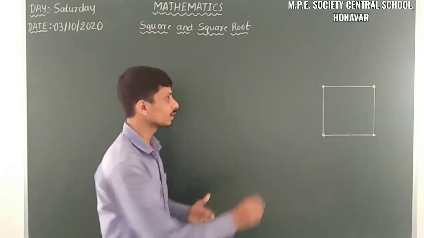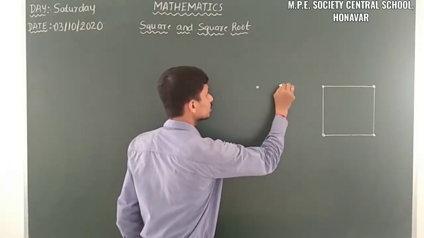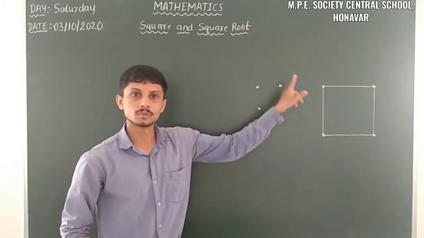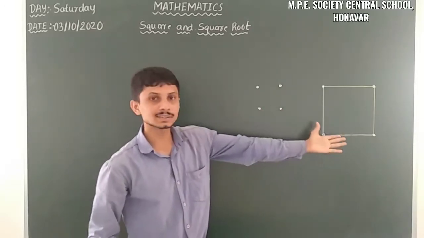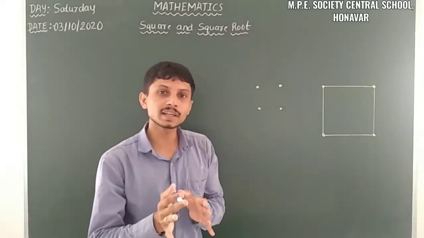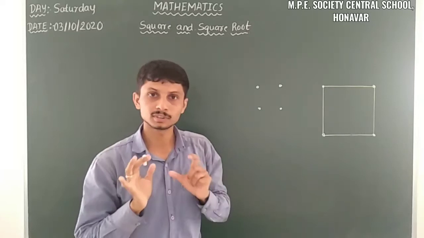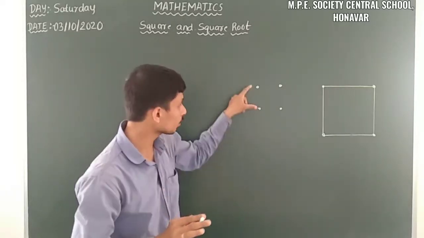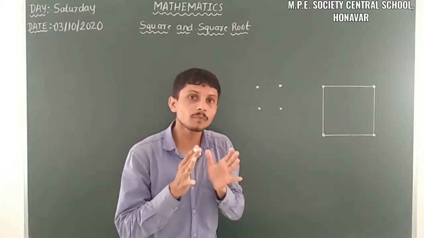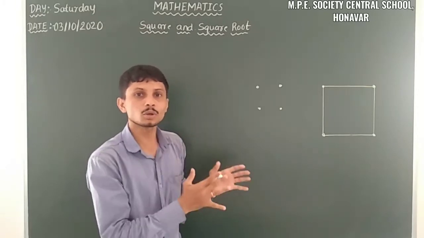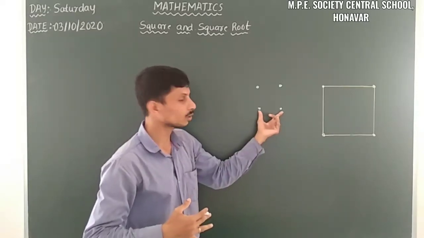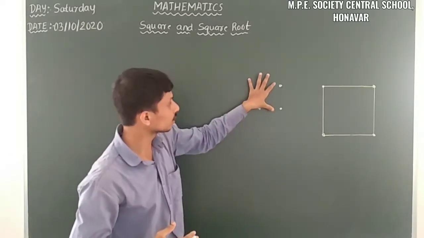So here I will write this. Four vertices make a square. For example, I will take this as 1 unit. This as 1 unit means here how many units are there? 1, 2, 3 and 4 units are there. So here we have a 4. Just observe how many points are there in the row and in the column. Here in the row 2 are there, and in the column 2 are there.